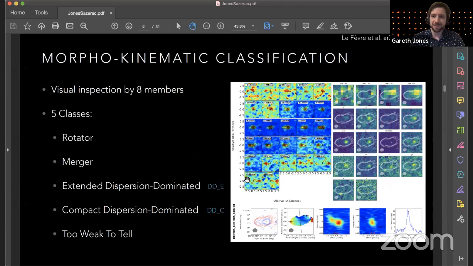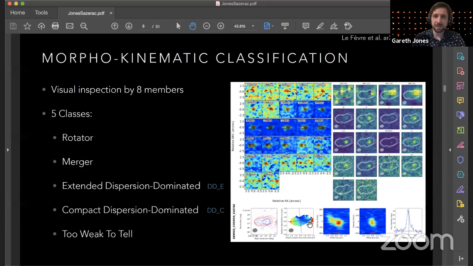So Seiji showed this figure before, but just to describe it in more detail, a group of 8 of us looked at a set of diagnostic plots and tried to classify each galaxy into one of 5 classes. These diagnostic plots contain [CII] channel maps and the wideband photometry in different bands. And then along the bottom, we have moment 0 integrated intensity plots with continuum overlays and velocity fields, position velocity diagrams along the major and minor axes, and spectra.